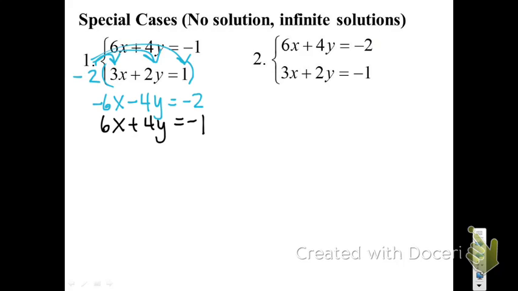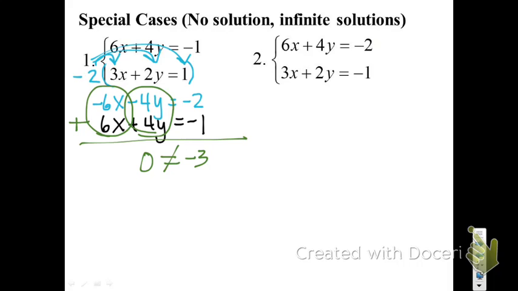At this point you're going to add. Because we have opposites, when we add these, they go to 0. And I add those, they go to 0, so I'm left with 0 over here. And then I have negative 2 plus a negative 1 to give me negative 3. Now, this is not true. So when this is not true, we say this is no solution. And this occurs when you lose both variables, and then the statement is not true.